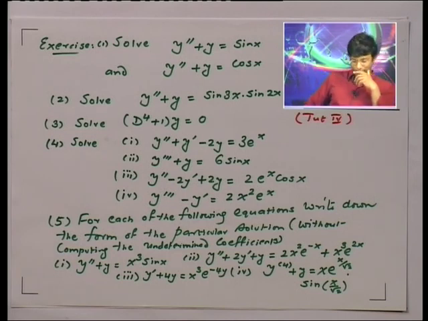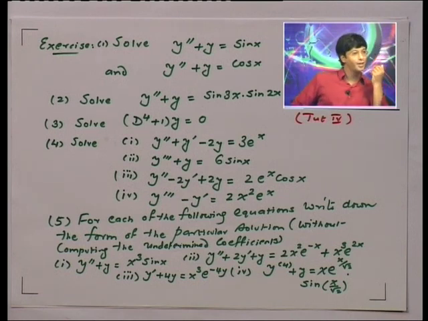Question number 4, item number 1. The right hand side is e to the power x, its annihilator is D minus 1, and for the next one the annihilator is D squared plus 1. The third one and the fourth one, what is the annihilator for the fourth one? x squared e to the power x, exactly, (D minus 1) cubed. And for the third one, e to the power x cos x, (D minus 1) squared plus 1, right, absolutely right. So you have the annihilators for all the right hand sides, and you can use the annihilator method to advantage.